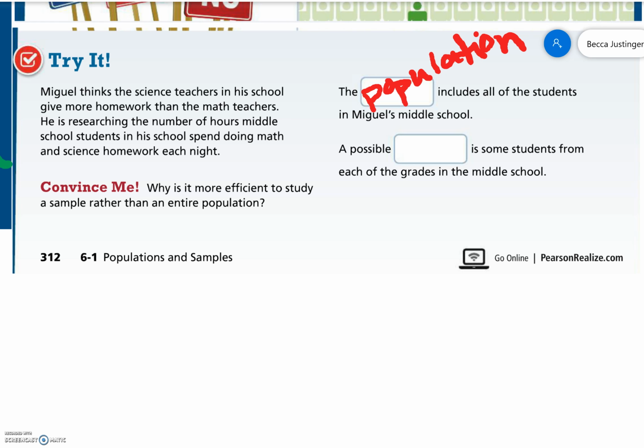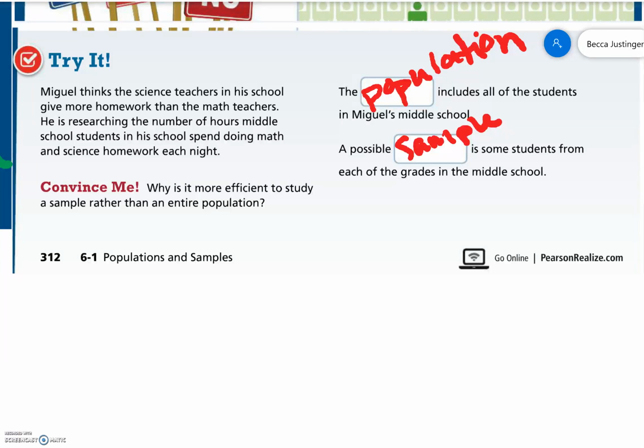A possible sample is some students from each of the grades in the middle school. Now, you wouldn't want to ask just people in 6th grade or just people in 8th grade. You'd want to ask some from 6th, some from 7th, and some from 8th, so you would have a fair population. But we'll talk about that in another lesson.